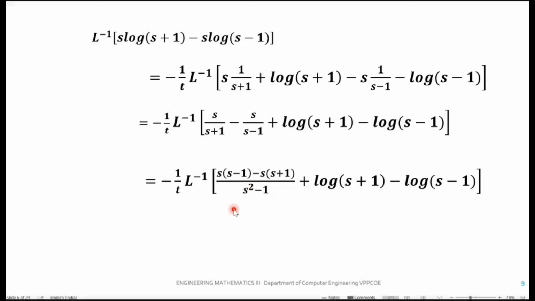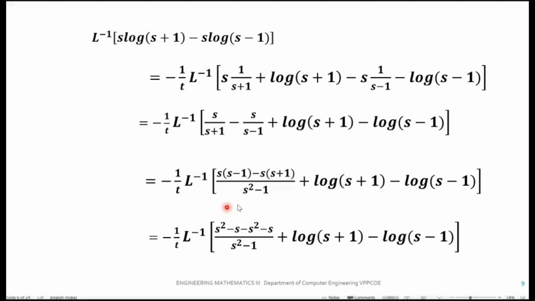Simplifying this again, the answer is s square minus s square minus s upon the same function. So here s square and minus s square will get cancelled. I will get minus 2s upon s square minus 1. This is minus 2s upon s square minus 1. So what will be its L inverse then?